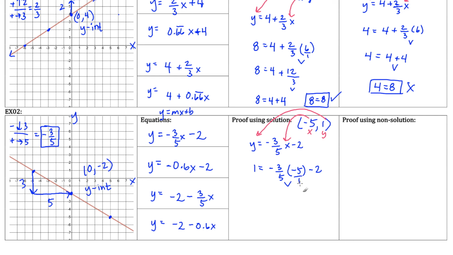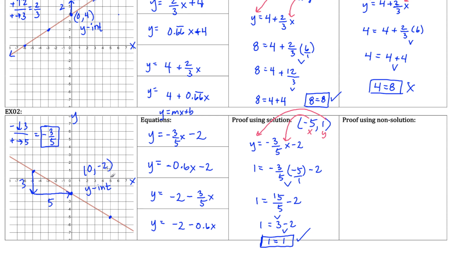All right, so a negative times a negative is a positive. Oh, I forgot to put it over 1. So negative times a negative is a positive. 15. 5 times 1 is 5. 15 over 5 is 3. 3 minus 2 is 1. And 1 does in fact equal 1. Cool.